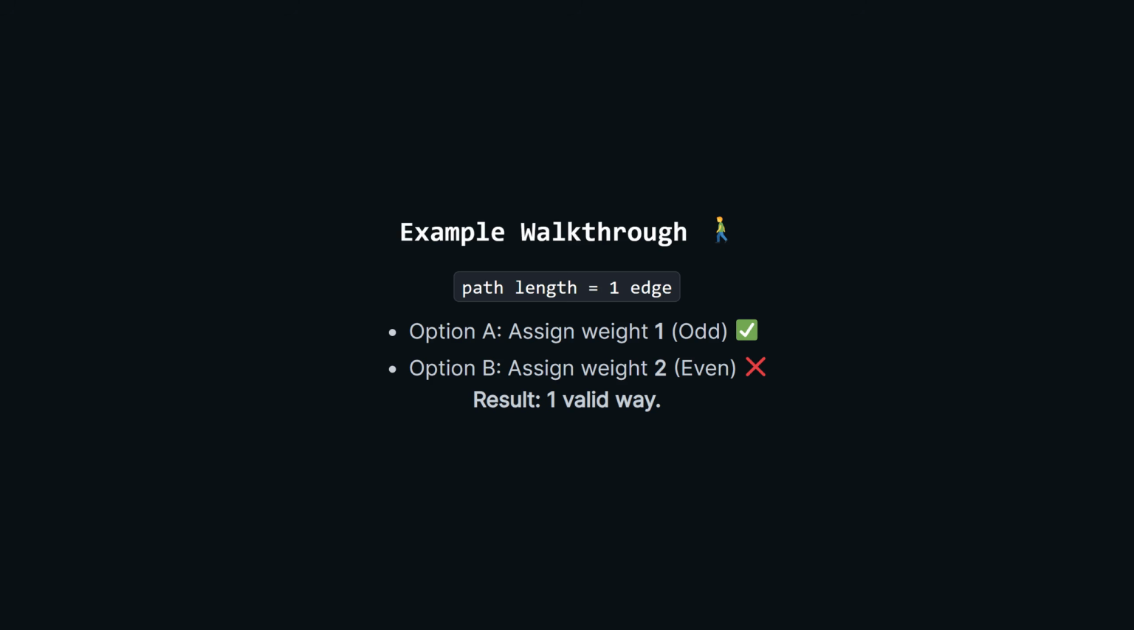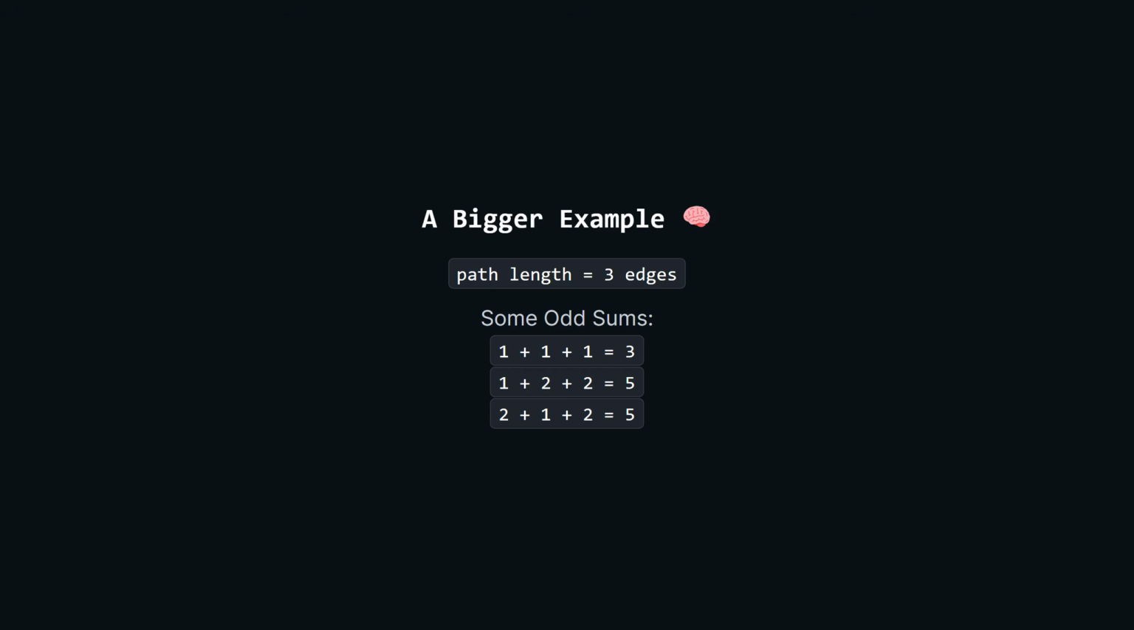Let's look at a simple example. What if our path is exactly one edge long? If we give it a 1, the sum is odd, which is what we want. If we give it a 2, it's even. So there is exactly one valid way. What if the path has 3 edges? We could use three 1s to get a total of 3. Or one 1 and two 2s to get 5. There are quite a few combinations.